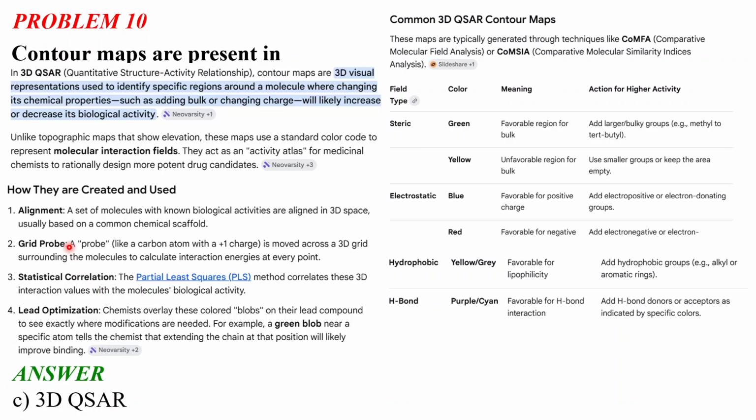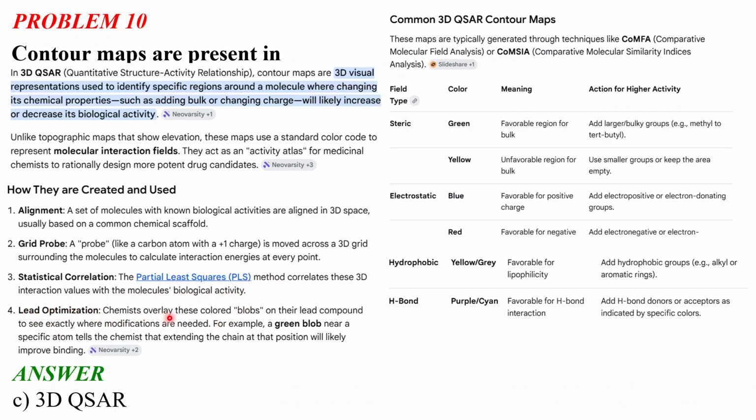So how are they created? The alignment: a set of molecules with known biological activity are aligned in 3D space, usually based on the common chemical scaffold. Grid probe: a probe, or a carbon atom with +1 charge, is moved along the 3D grid surrounding the molecule to calculate the interaction energies at every point. The statistical correlation: the partial least square method is used to correlate the 3D interaction values of the molecule with biological activity.